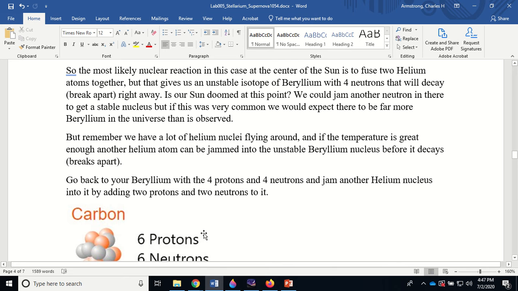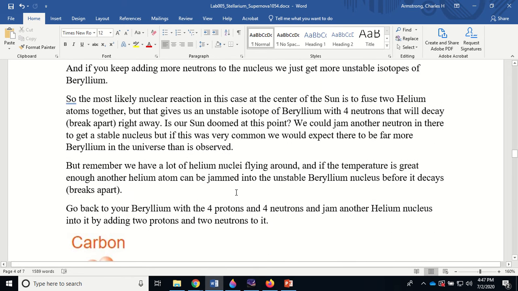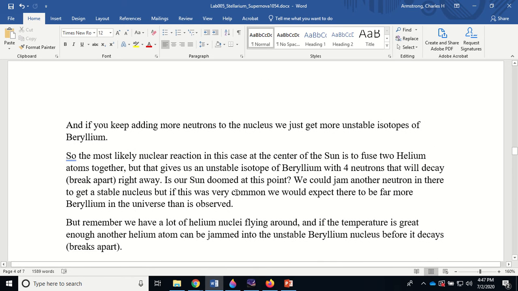So now we have a lot of helium flying around. If the temperature is great enough, what happens is we can smash, in other words, if you smash a neutron in there, we get stable beryllium. But beryllium is not one of the more abundant elements in our universe. So that's not seemingly what happens very often. It happens because we do have beryllium, it exists. But something else exists at an even greater abundance. Let's see what that would be.